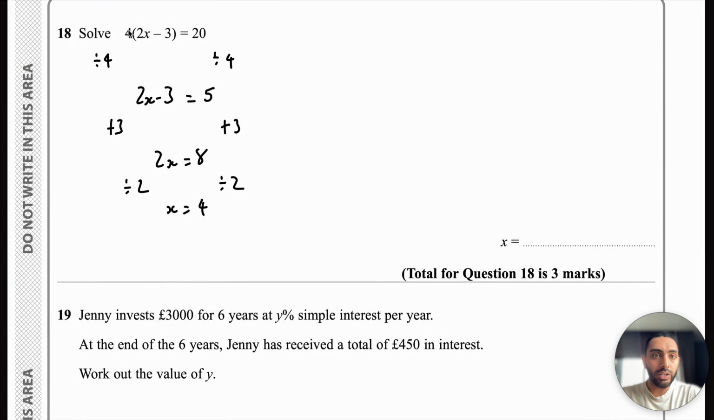The other way you could do it, you could expand out that bracket. So you're doing 4 times by 2x, which is 8x. 4 times by negative 3, which is negative 12, is equal to 20. Then we're going to add 12 to both sides. So 8x is equal to 32. Divide by 8 on both sides, x would be equal to 4. And you could also check this with your calculator.